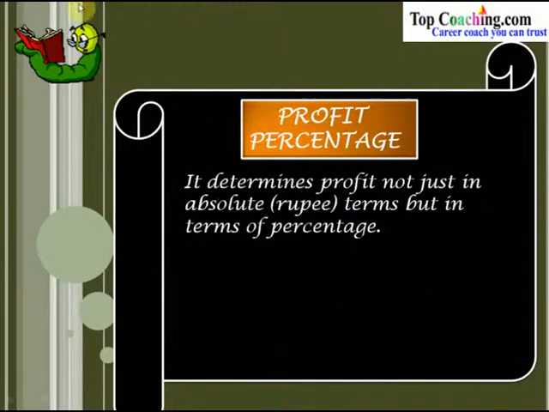Now let's see the next concept, which is profit percentage. What is profit percentage? It determines profit not just in absolute rupee terms but in terms of percentage. So this is a way of expressing the profit in terms of percentage. So profit percentage does not represent the absolute profit. It actually represents the profit in terms of percentage.